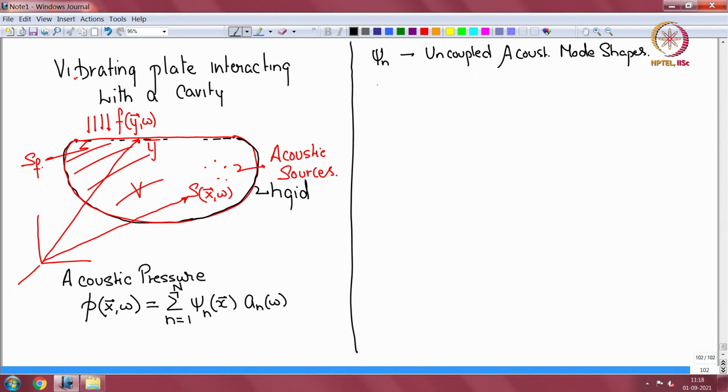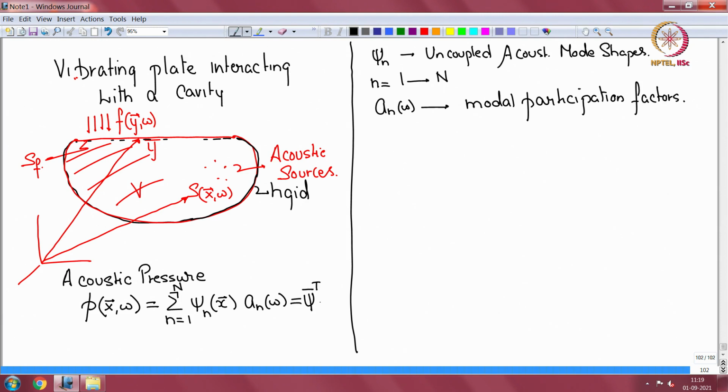Okay. And we take n of them. So, that is why the index n goes from 1 to N. So, we take N acoustic mode shapes. Okay. And then a_n of omega are the amplitudes, or also called modal participation factors. Okay, and we can write this in a vector notation. So we will do it psi transpose A. The bar indicates vector.